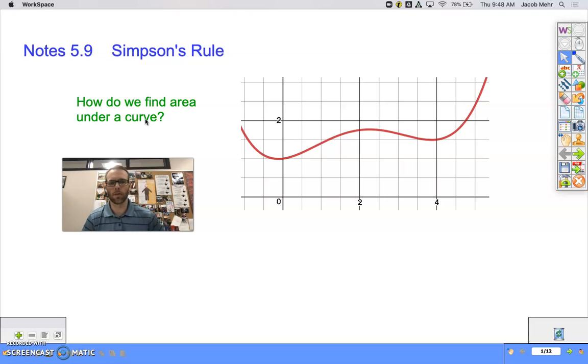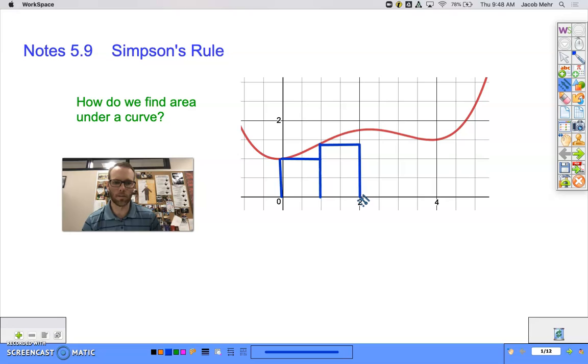So if I looked at this curve and said, let's approximate the area under the curve from 0 to 4. Well, our first method that we looked at was using rectangles, right? So let's say I had a rectangle there. Here I'm using the left point, like this. And that would be one approximation for the area. Or I could use the right-hand point and do the same thing.